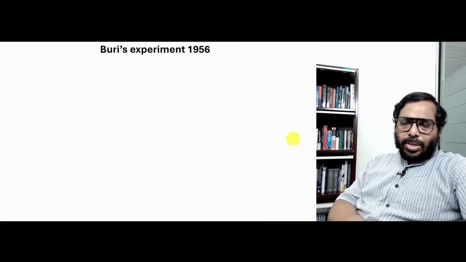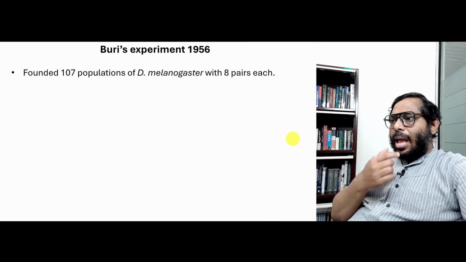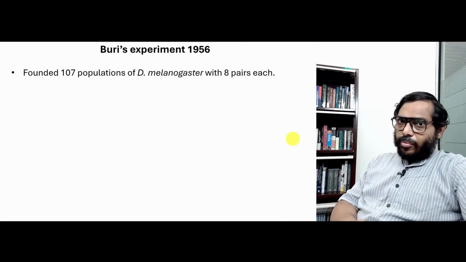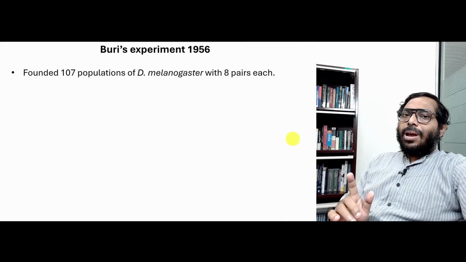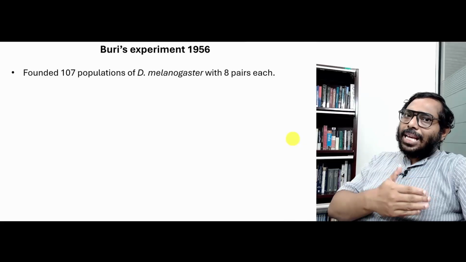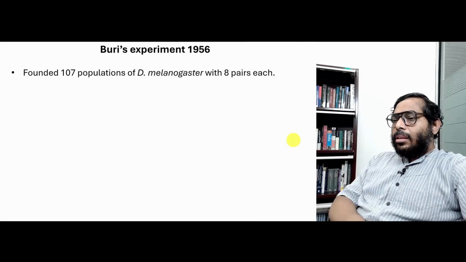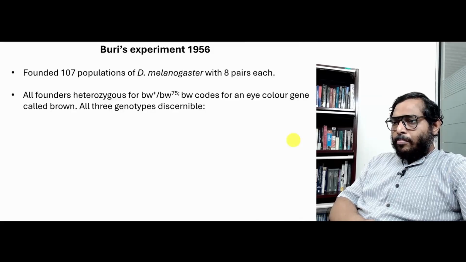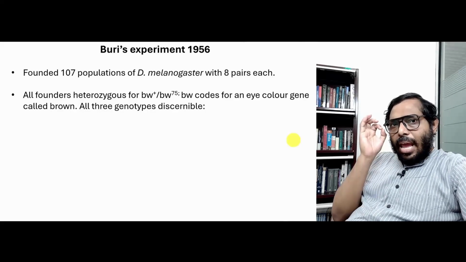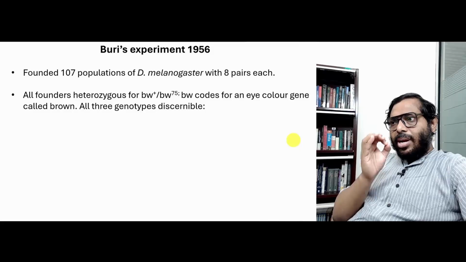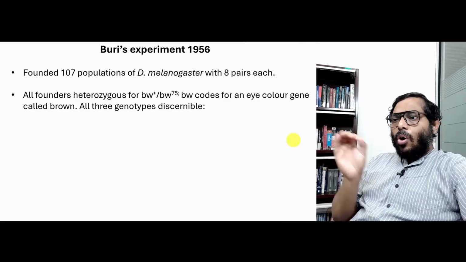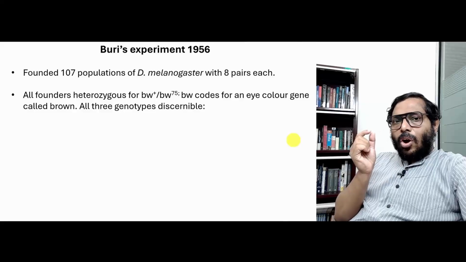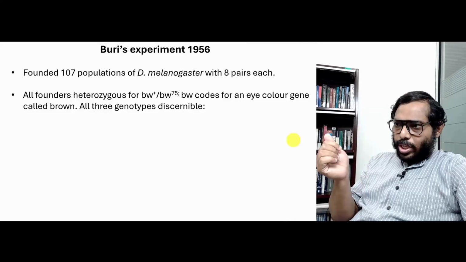This is an experiment using Drosophila melanogaster, and what Buri did was he founded 107 Drosophila populations. Each one of them had 8 pairs, which means 8 males and 8 females. These populations were not founded at random. They had a property, which is that every single founder, so 107 into 16 flies, was heterozygous at a locus called the Brown locus or the bw locus.